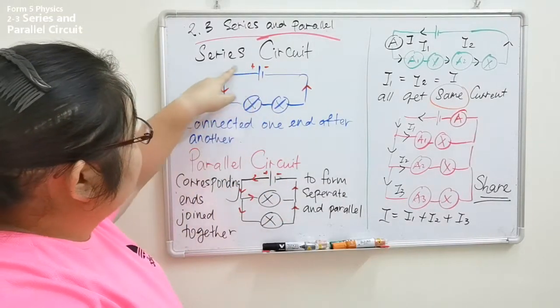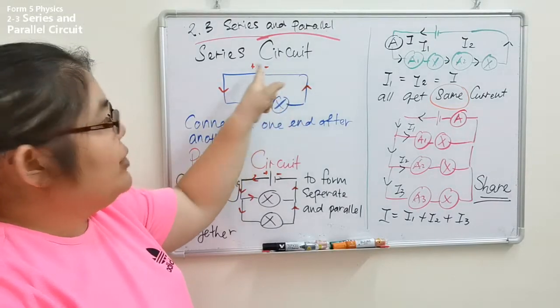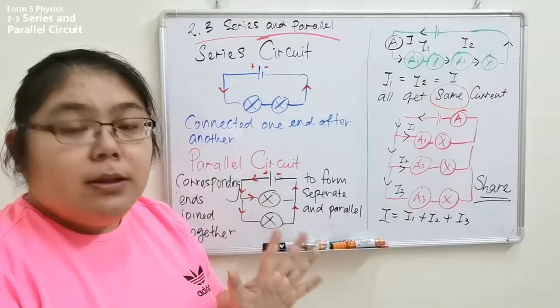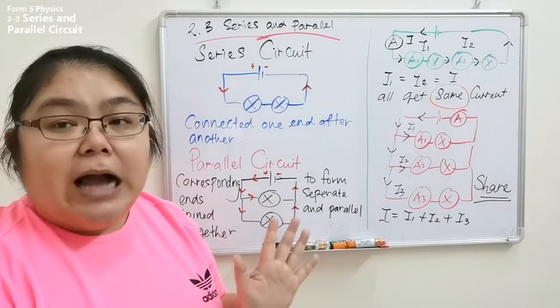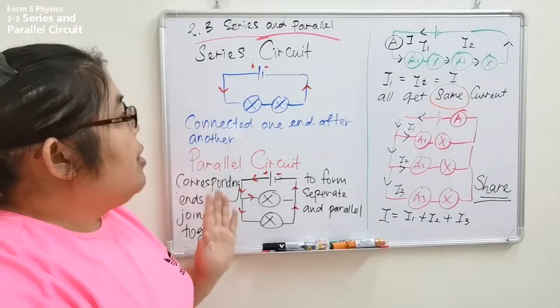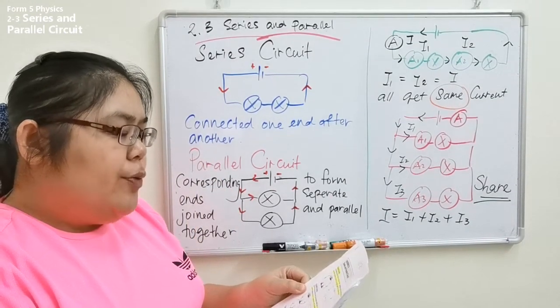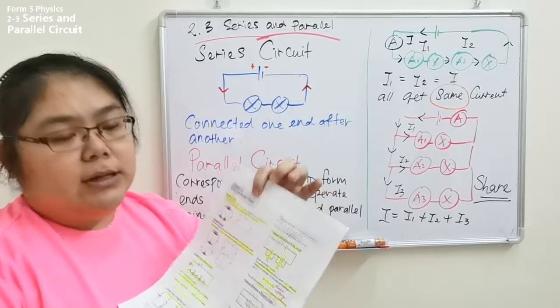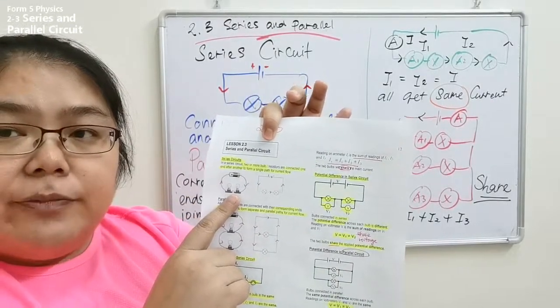So that means the current also flows in one path only, after that goes back. The current must complete one circuit. If it cannot complete one circuit, that means the bulb cannot light up. That means the current is not complete. Okay, this one we call a series circuit. Now we go and see the diagram. I will show you the diagram. Here is also a diagram. Okay, this one is an example of the diagram.